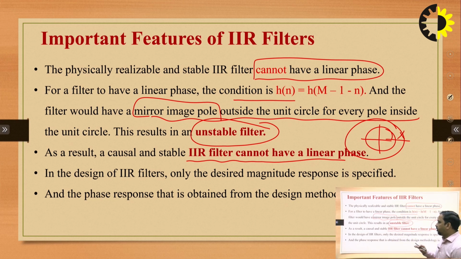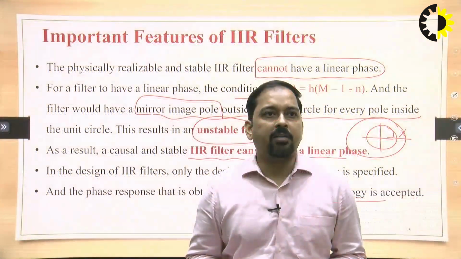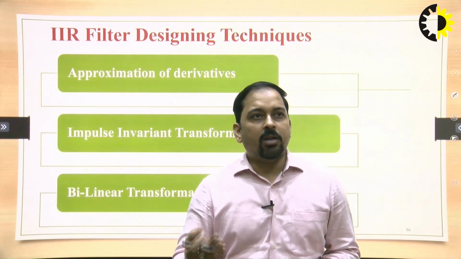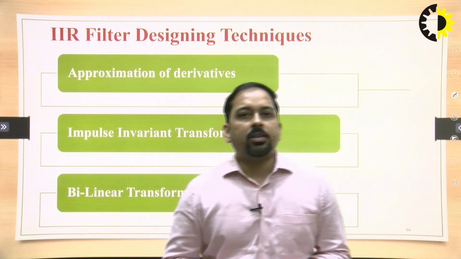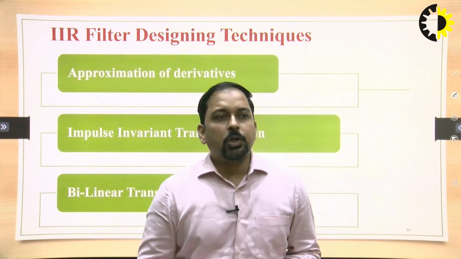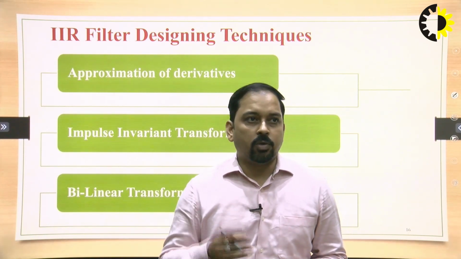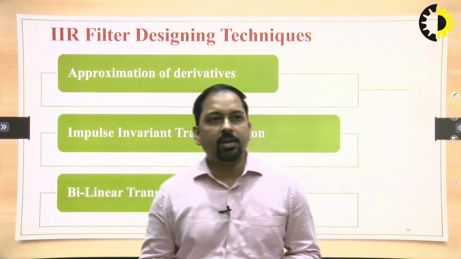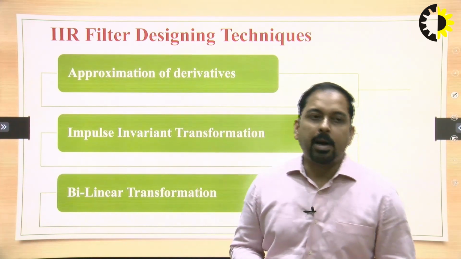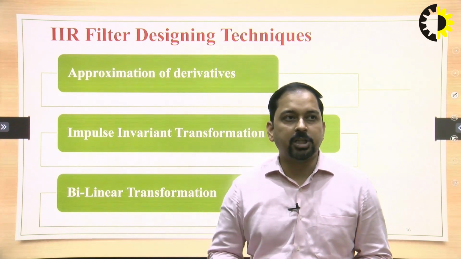In the design of IIR filters, only the desired magnitude response is specified and the phase response is obtained from the design methodology. So these are certain key features of IIR filters, and later in our next lecture we will see the various techniques to design an IIR filter. The methods are approximation of derivative, impulse invariance transformation technique, and bilinear transformation. So in the next lecture we will see these techniques.